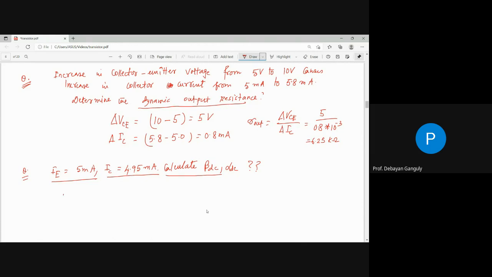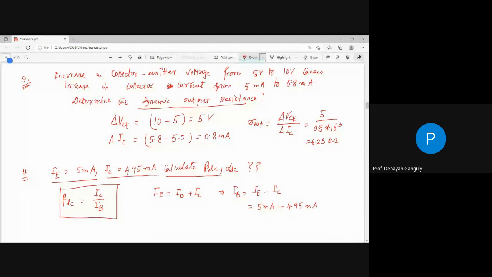Because what you know is that beta DC is nothing but IC by IB. But in that particular case, you don't know about the IB, right? But you know the relation. What we know is that IE equals IB plus IC. That means you can easily find IB, because the value of IE minus IC will give you the value of IB. So IE is 5 milliampere, IC is 4.95 milliampere. If you subtract this, what will happen? You will get the value.